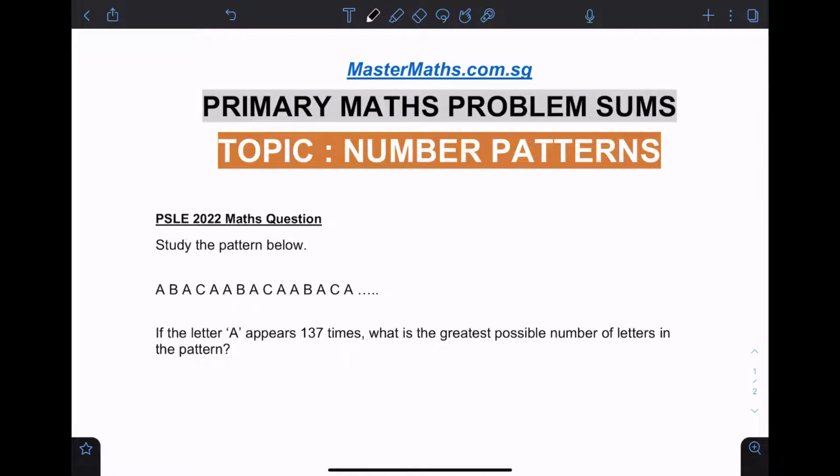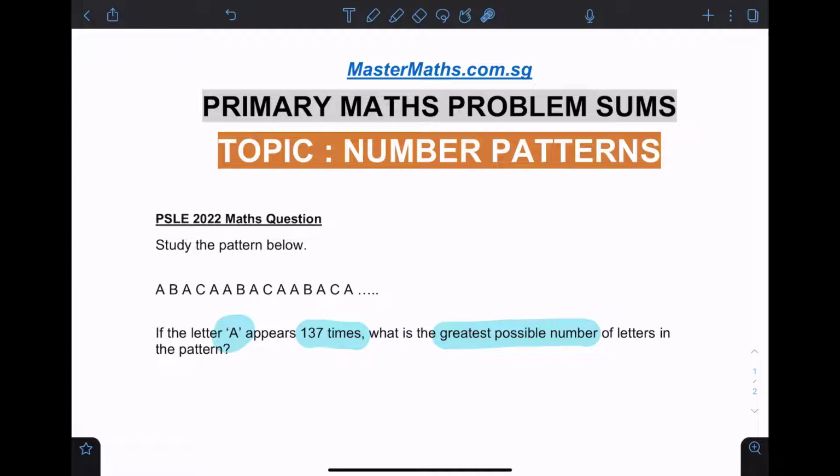PSLE 2022 math question. Study the pattern below. ABACAA, BACAA, BACA, and so on and so forth. If the letter A appears 137 times, what is the greatest possible number of letters in this particular pattern?